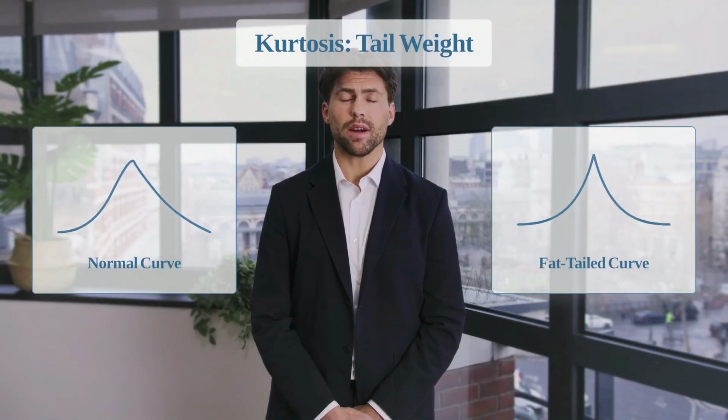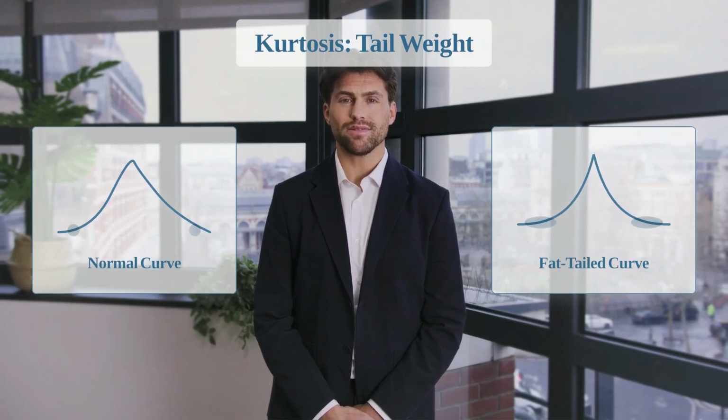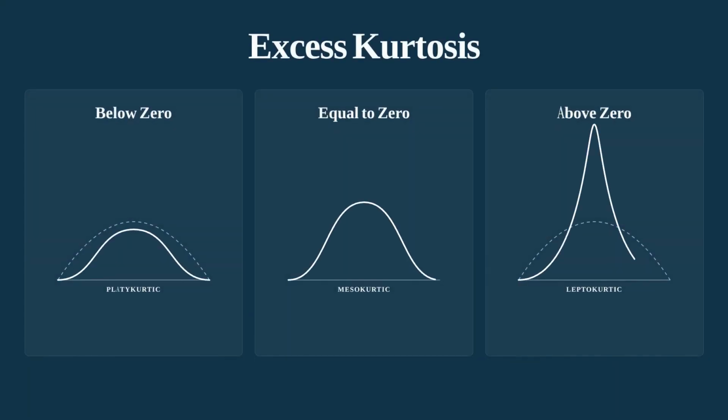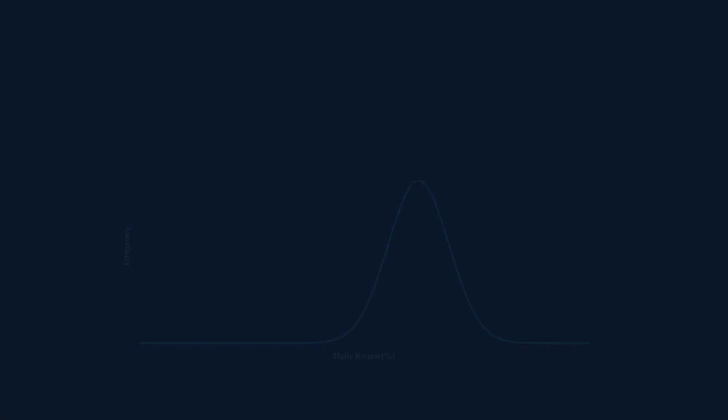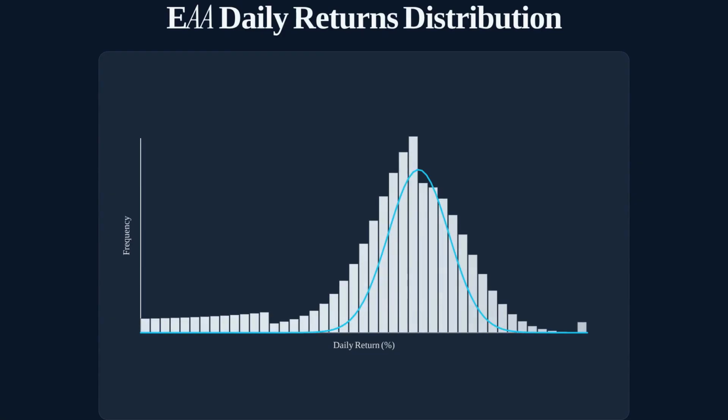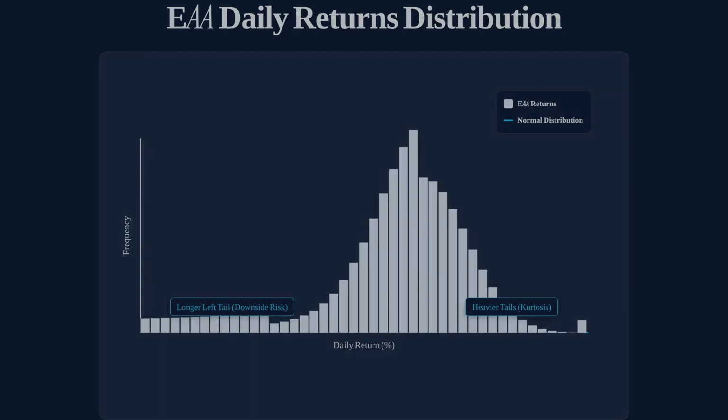Kurtosis describes the combined weight of the tails relative to the rest of the distribution. It is about the frequency of extreme outcomes. Normal kurtosis is 3, so excess kurtosis is 0. Positive excess kurtosis indicates fat tails. Negative excess kurtosis indicates thin tails. The EAA daily return example has negative skewness and positive excess kurtosis, signaling extreme downside observations and fat tails.